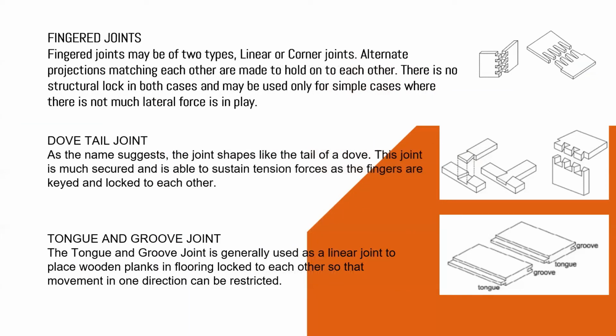Finger joints. Finger joints may be of two types, lap or corner joints, where alternate projections match edge to edge and are made to hold onto each other. There is no structural lock in both cases, and they may be used only for simple cases where there are not many lateral forces at play.